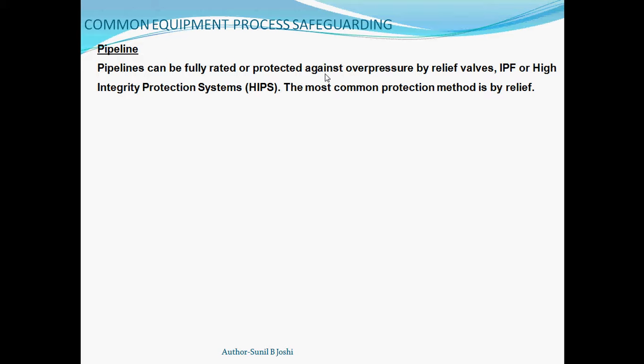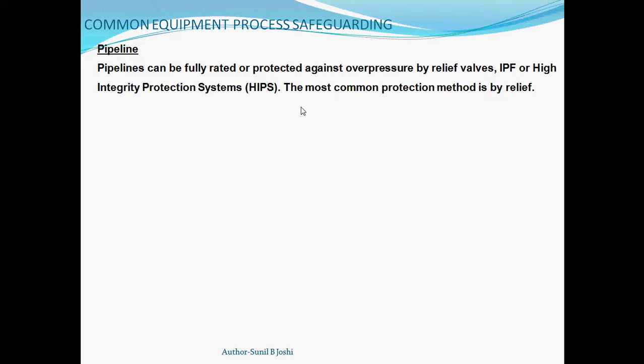But sometimes you may not be able to justify such cost of a 75 bar design pressure pipeline, and you may go for a smaller design pressure, let's say 60 bar as a design pressure, whereas normal operating pressure is 50 bar. Then you will have to provide a relief valve which is set at 60 bar, and it will not allow the pressure of the system to go more than the design pressure of the pipeline.